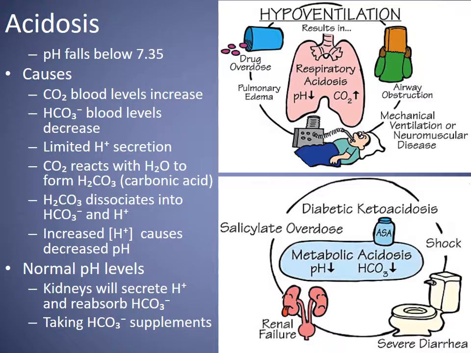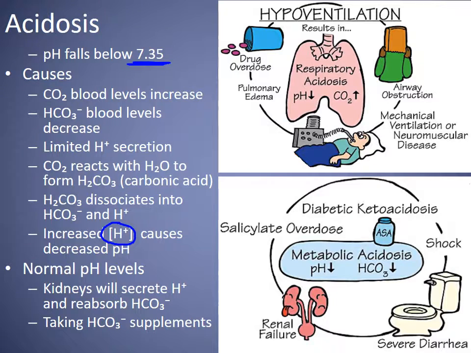Let's take a look at acidosis. Acidosis is when someone is experiencing a decrease in pH. So pH falls below 7.35. And what causes this? Well, increased CO2 blood levels, decreased bicarbonate ion blood levels, or limited hydrogen ion secretion from the kidneys. When you have an increase in carbon dioxide, it's going to react with water to form carbonic acid. And when carbonic acid dissociates into bicarbonate and hydrogen ion, we see an increased concentration of hydrogen ions, which will cause the decrease in pH, causing this acidosis.